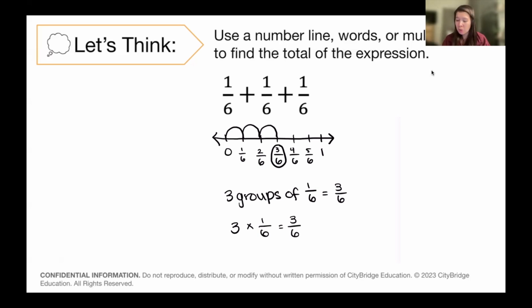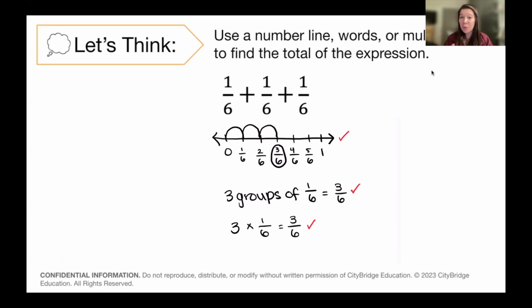So look at this. We just showed 3 different ways to represent the total of the expression 1/6 plus 1/6 plus 1/6. We showed it on a number line, we showed it with words, and we even showed it with multiplication. So I want you to think right now, how are these 3 different ways the same? And how are they different? Maybe you're noticing similarities, or maybe you're noticing differences. Go ahead and turn and talk with a partner. How are these 3 ways, the number line, the words, and the multiplication, how are they the same and how are they different? Nice sharing.